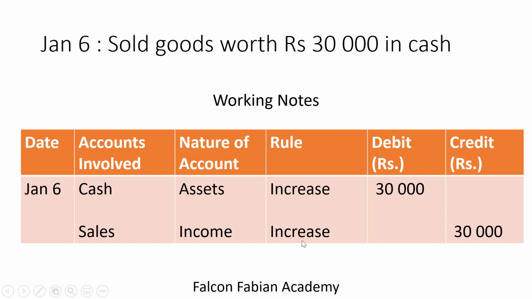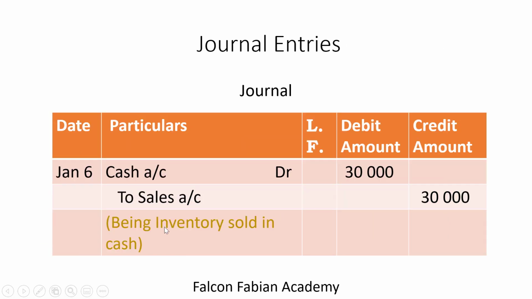There is increase in sales because the business is selling more. Therefore, sales account should be credited. Now, let's record the entry in the journal. So you would leave a line and you will record this entry.